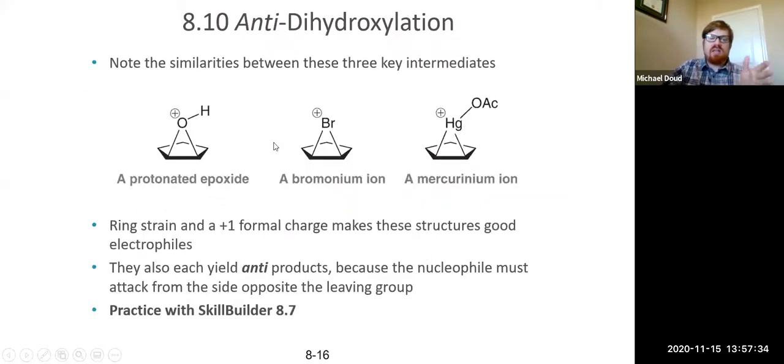Again, this should be just kind of similar here. You kind of see these intermediates here. We have the protonated epoxide, the bromonium, and the mercurinium ion all look very similar. You get ring strain, so that's reactive, plus one formal charge, means it's good as an electrophile. They're going to yield anti-products due to basically sterically blocking the nucleophilic attack from the top.